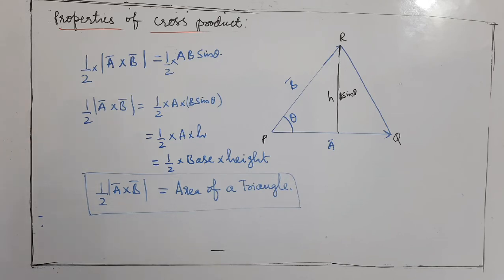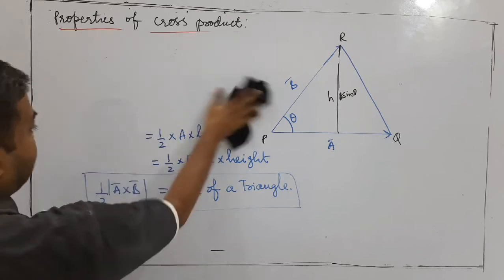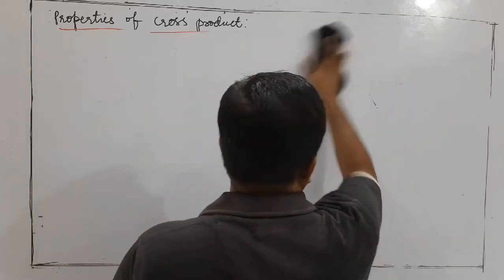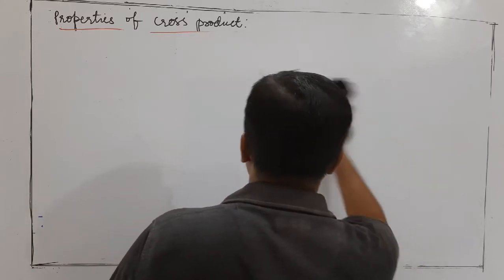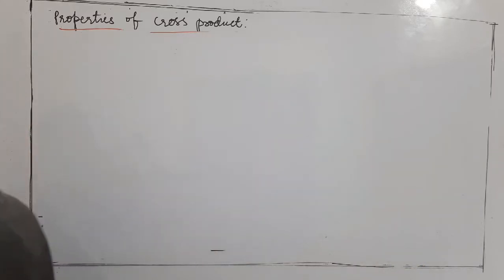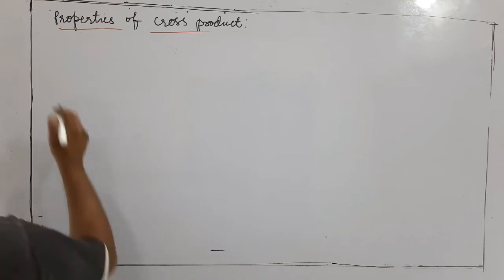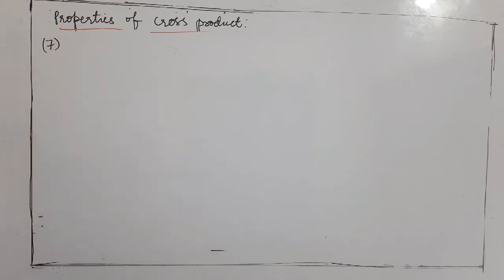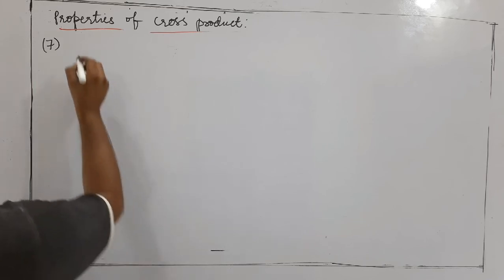Okay, shall I rub this one? Okay, last one. We will write one more property here, but this one is very, very important for problems. Okay, maybe 6th or 7th.